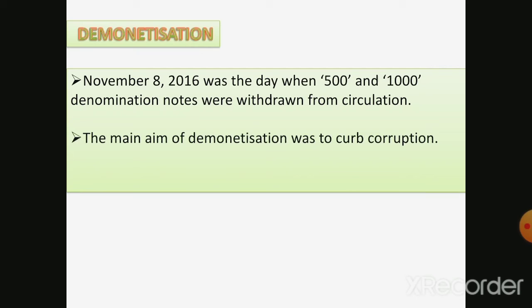The main aim of demonetization was to curb corruption. So, a check on the use of notes for illegal activities, and especially the accumulation of black money, which was generated by not declaring income to the income tax authority.